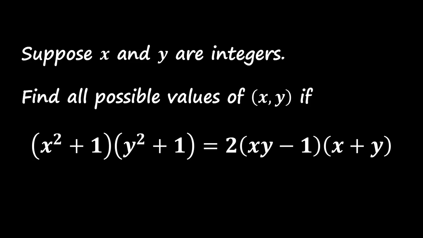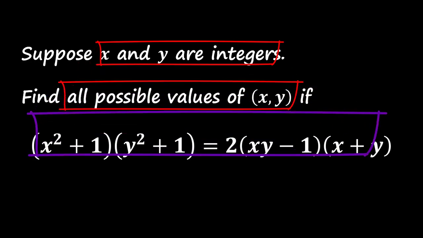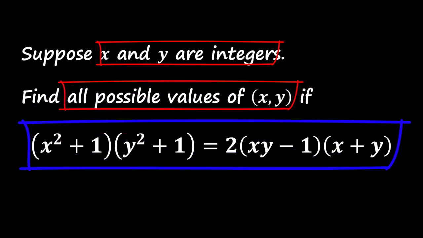We are tasked with finding all integer pairs x and y that satisfy the equation (x squared plus 1)(y squared plus 1) equals 2(xy minus 1)(x plus y). Let's get started.